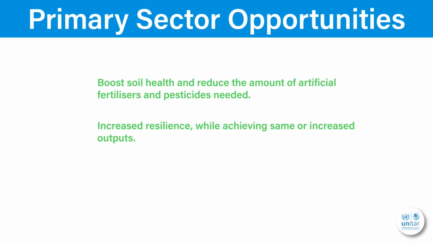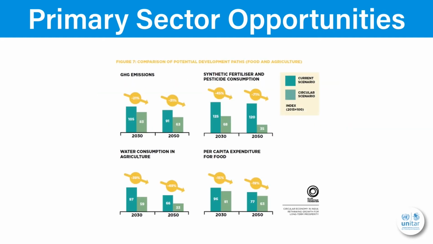same or increased outputs. A study by the Ellen MacArthur Foundation has shown that a shift towards a circular economy in India could reduce the use of synthetic fertilizer and pesticides by 71%, while saving close to 50% water and generating an annual benefit of $61 billion in 2050.